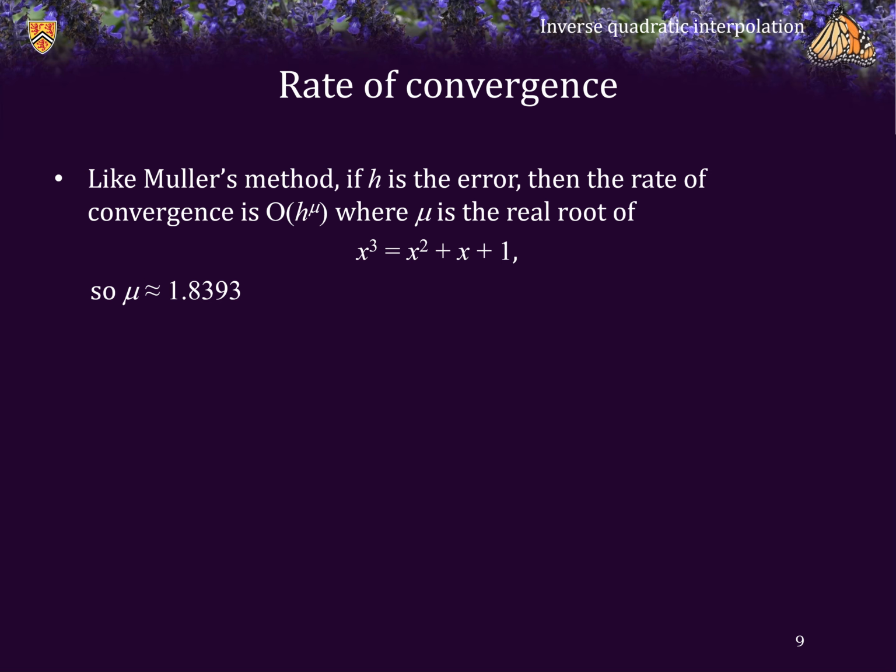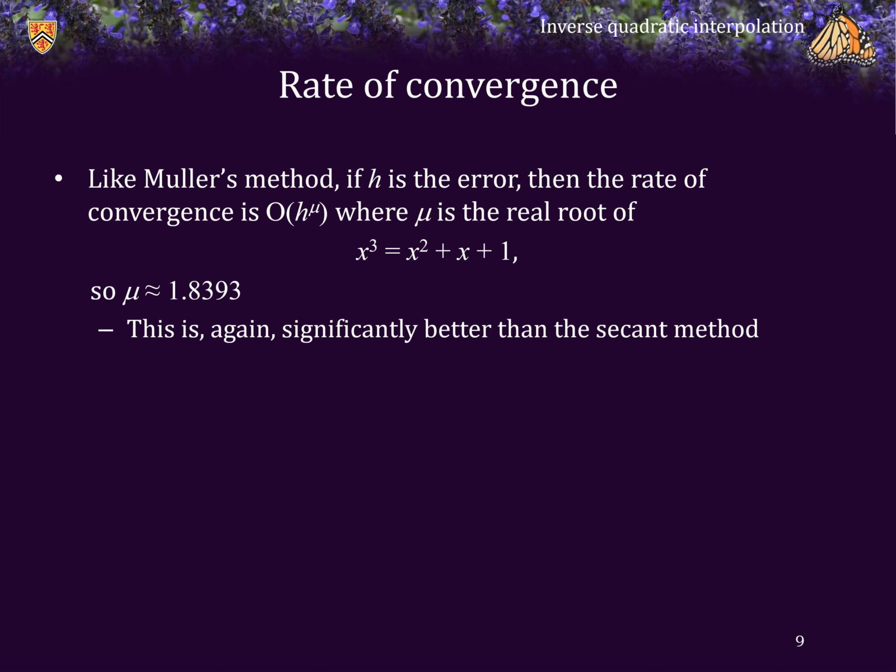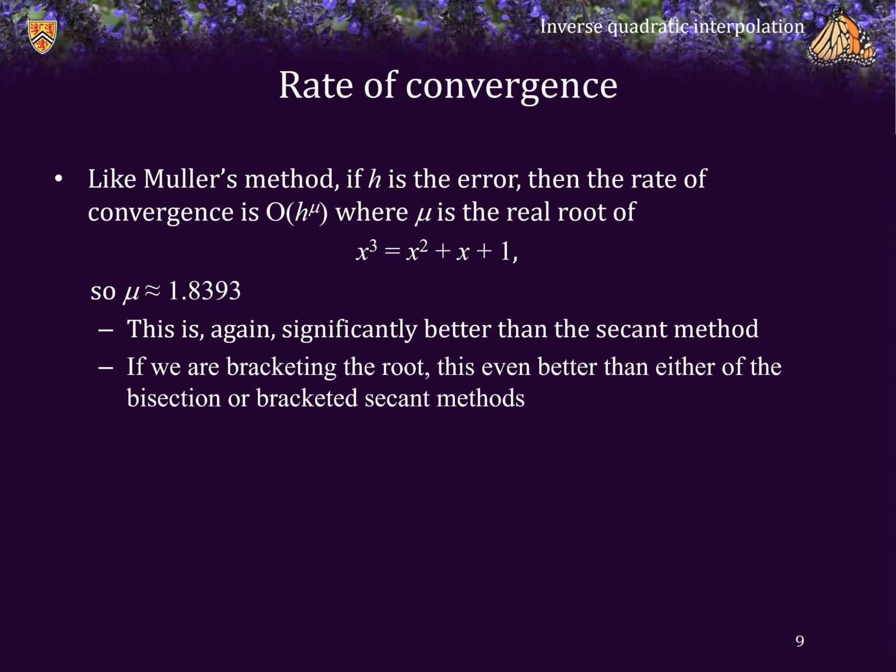Like Muller's method, if h is the error, then the rate of convergence of this function is order h to the mu, where mu is the real root of x cubed equals x squared plus x plus 1. And we can calculate that to be approximately 1.8393. Again, this is significantly better than the secant method. However, if we are bracketing the root, this is even better than either the bisection method or the bracketed secant methods.